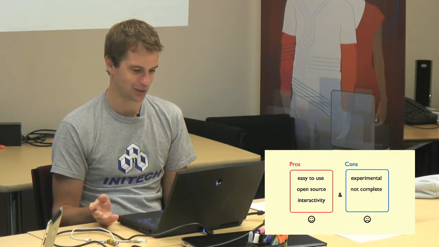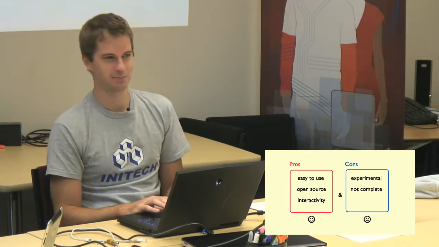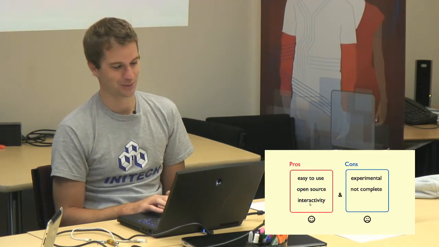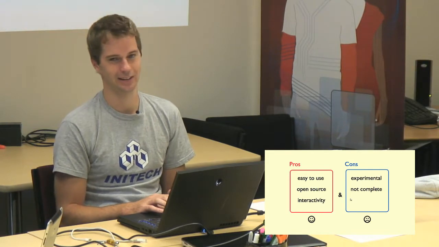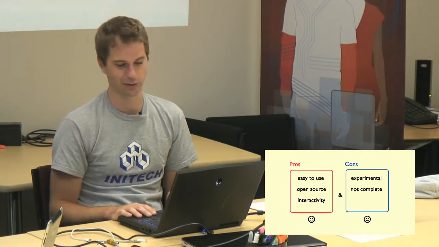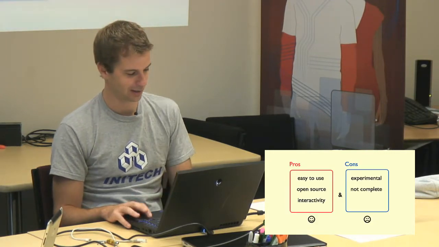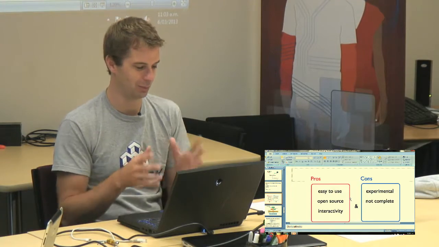So these are some pros and cons, which you should take with a grain of salt. This is one of Mark's slides. It's easy to use, it's open source, and it supports interactivity. Cons are that it's experimental and not complete. I'd also add that sometimes with the libraries, as I said before, you have no idea what you're getting. But anyway, we'll stop there, and on Friday we'll have a bit more of a look into openFrameworks.